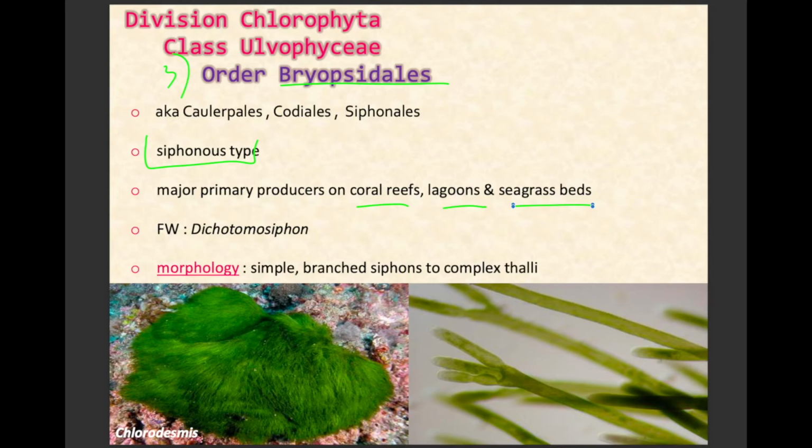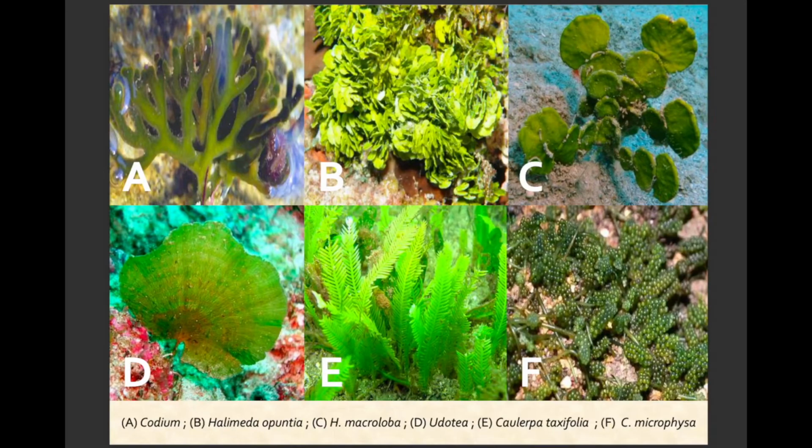And yeah, meron tayong mga freshwater species din, including your Dichotomosiphon right here. Oh, yan, nalalag tayo. Hintayin lang natin. Dichotomosiphon. Yung morphology nila, that's very simple. We have very simple types and meron tayong mga branched siphon to complex na malalaking thallus. Okay, so tingnan natin kung anong itsura ng mga ito. So ayan, so we have different representatives.